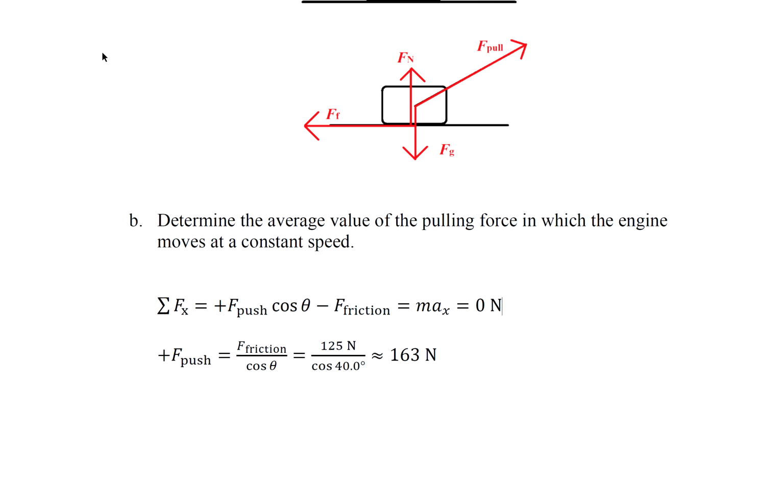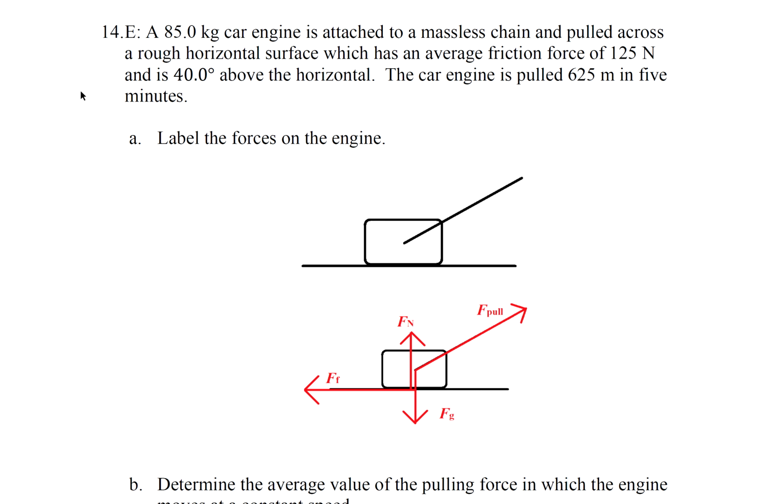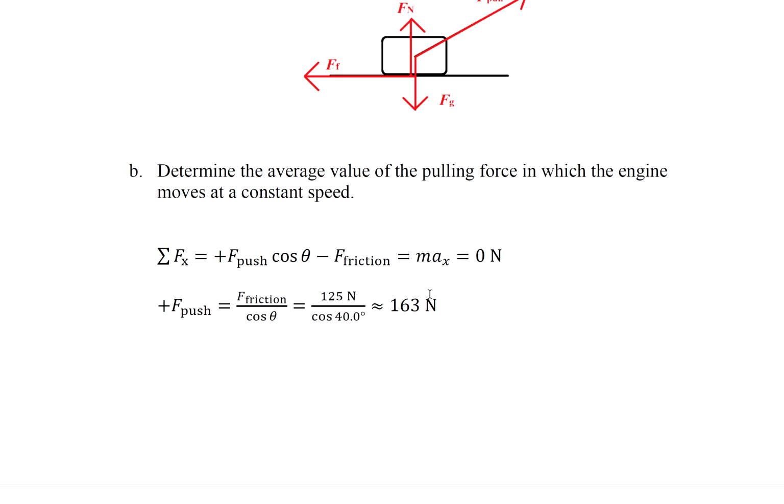Sigma F sub x equals force of pull cosine theta minus force of friction. This is a force of pull. It's pulled. Besides that, everything is good.